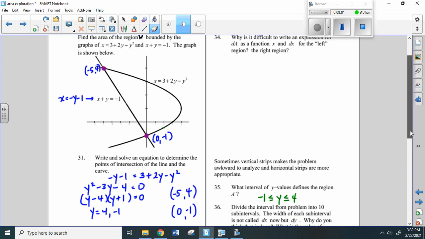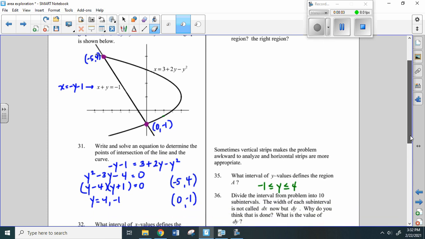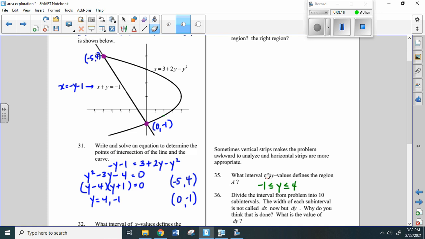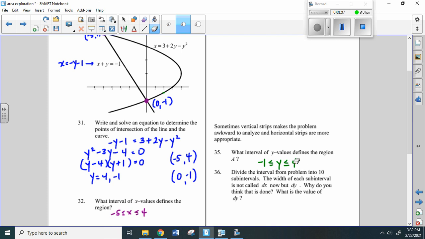Now it says, divide the interval from problem 10. No, from, interesting. Divide the interval, that means the one we were just talking about, into 10 sub-intervals. Woo, that's going to be a lot of rectangles. The width of each subinterval is not called dx now, it's called dy. And we need to talk about why we think this is done, and then what is the value of it? Well, it's called dy because we're finding it based on y values.